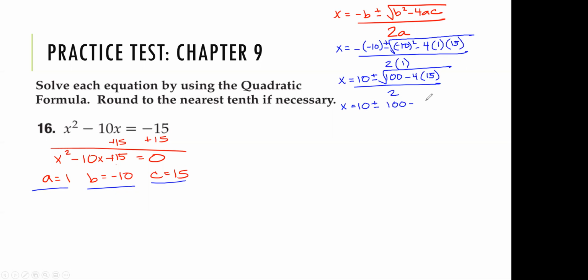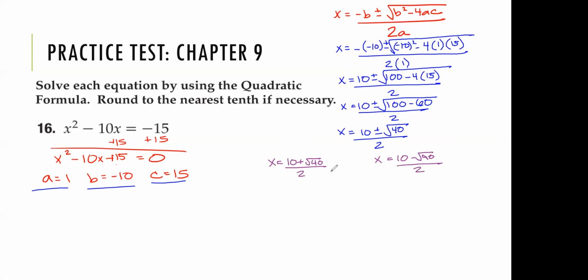100 minus 60, all of that divided by 2. So x equals 10 plus or minus 100 minus 60 is 40, divided by 2. So I've got two possible answers here. So x is equal to 10 plus the square root of 40 divided by 2, or x is equal to 10 minus the square root of 40 divided by 2.